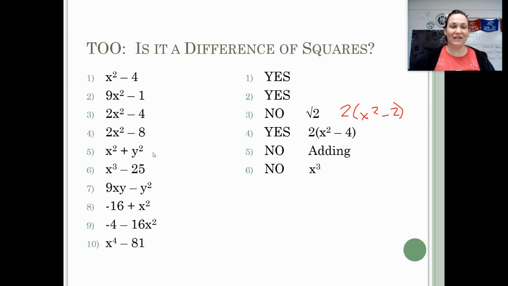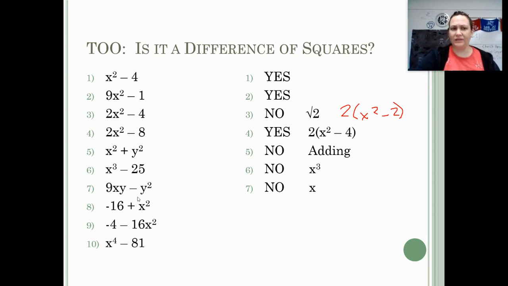Okay, number 7. Number 7, my 9's good, my y squared is good, my minus sign's good. This x and this y right here, not so good though. So not a difference of squares. This one is factorable. I can factor out a GCF of y, but it's not what we're looking for today.